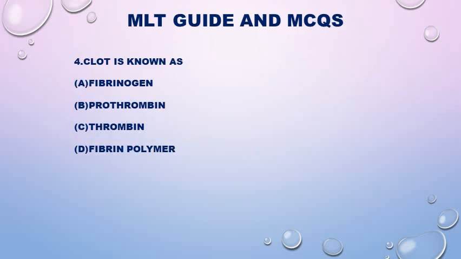4. Clot is known as options A. Fibrinogen, B. Prothrombin, C. Thrombin, D. Fibrin polymer. And the answer is D. Fibrin polymer.